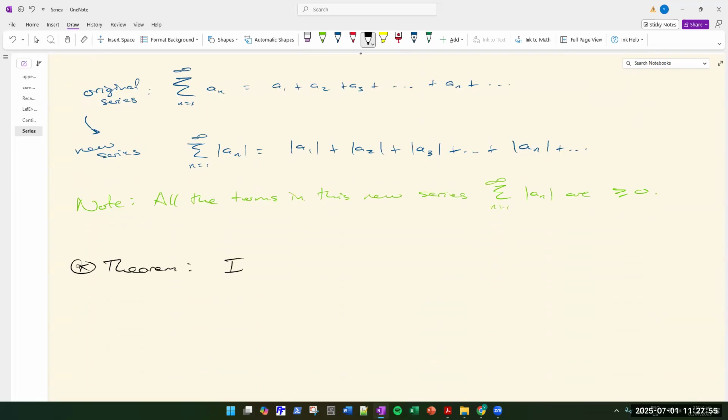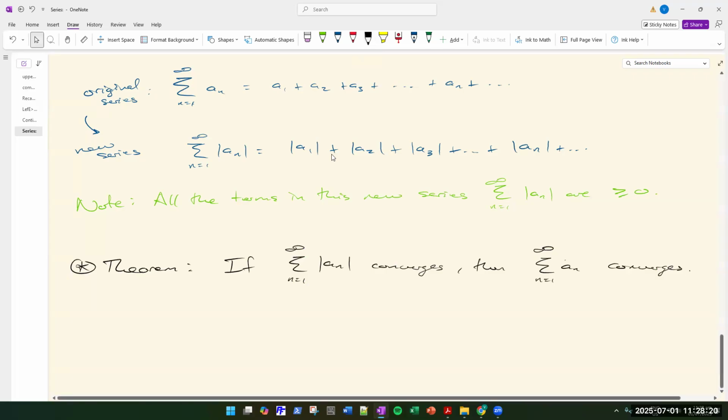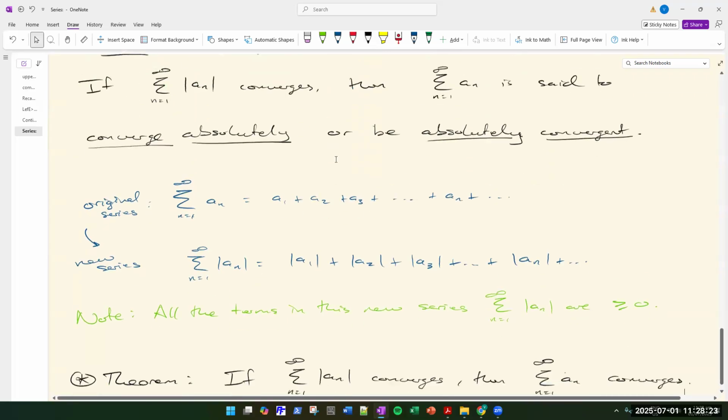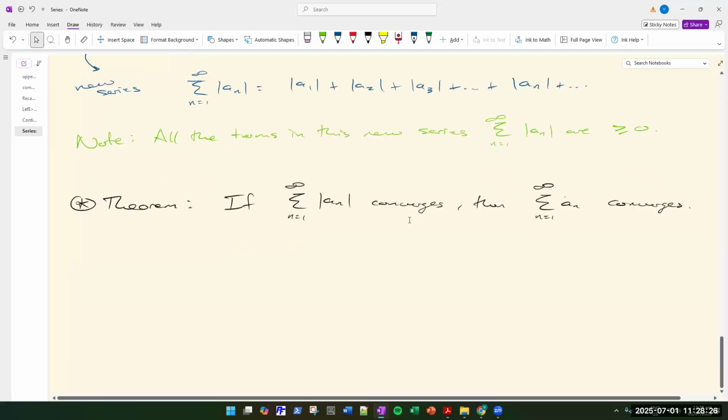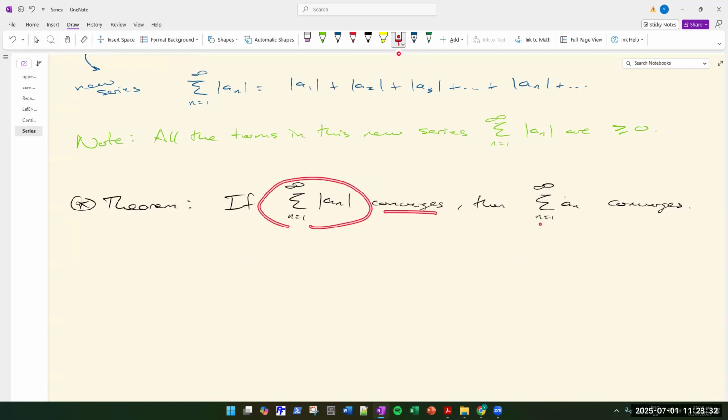Okay, and it says that if this series with the absolute terms converges, then the original series converges. Okay, so if the series with the absolute value converges, then the original series will converge.